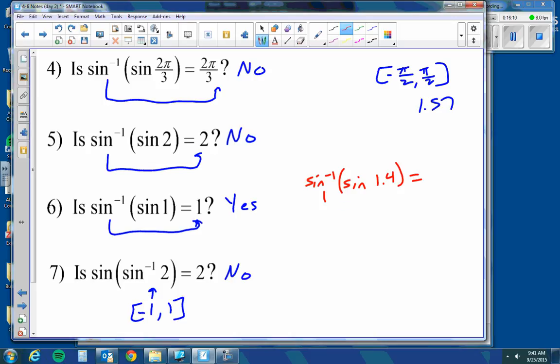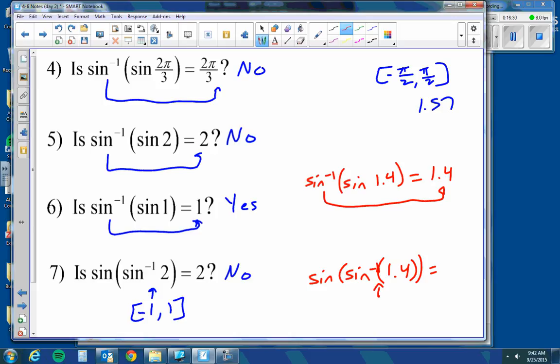Right now we're focused on the range. Is this number within the range? Yes, so that would work. If I reverse it and did sine of inverse sine of 1.4, okay, that's a fail.